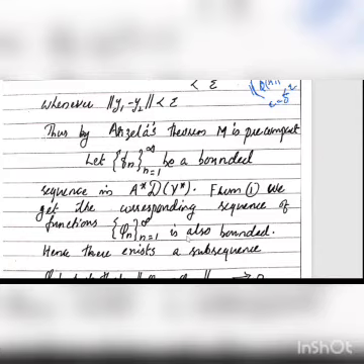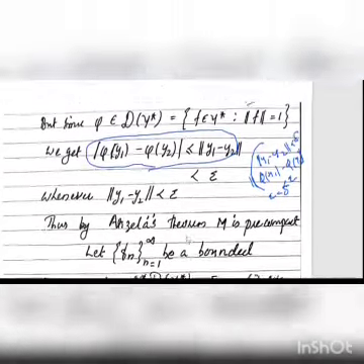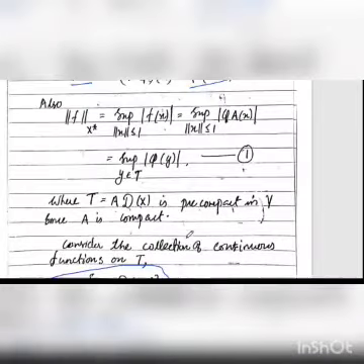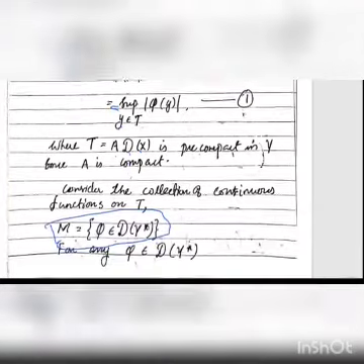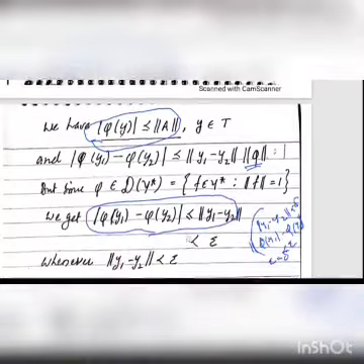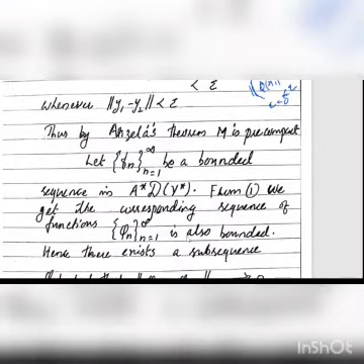Now let Fn, n equal to 1 to infinity, be a bounded sequence in A star of the unit ball of Y star. Now from equation 1, we get the corresponding sequence of functions. What is 1? See here, norm of f star is less than or equal to supremum of modulus of phi of y, where y belongs to T. So from equation 1, we get the corresponding sequence of functions phi n, where n equal to 1 to infinity, is also bounded, right?